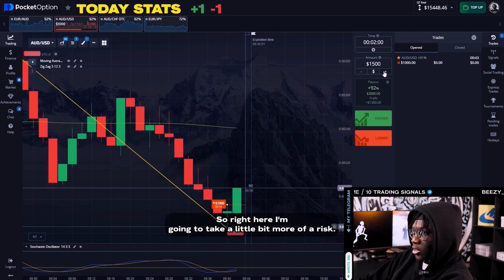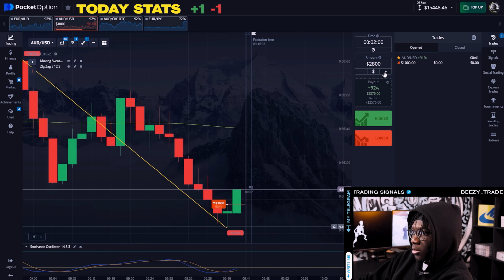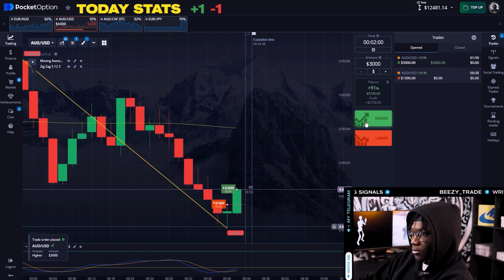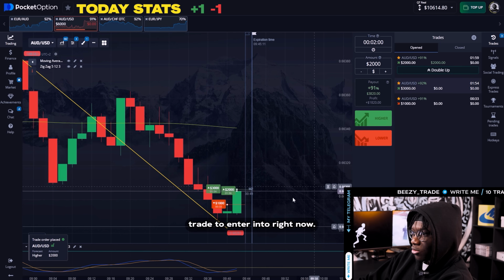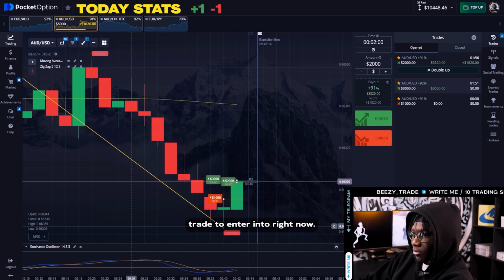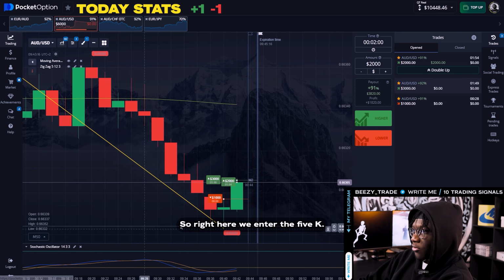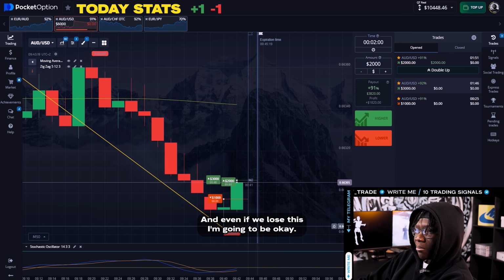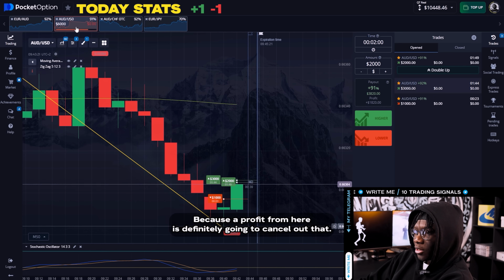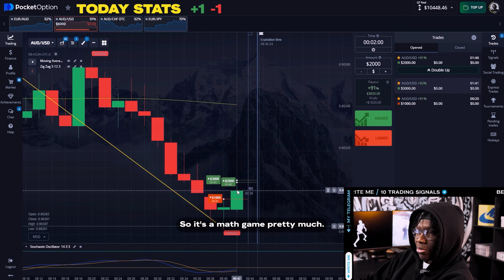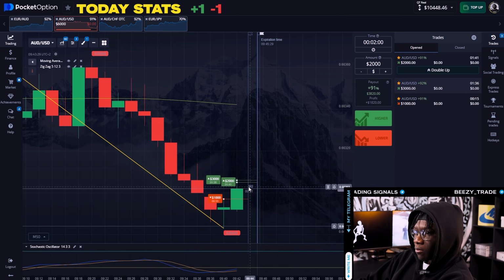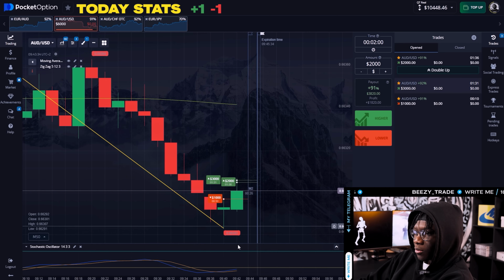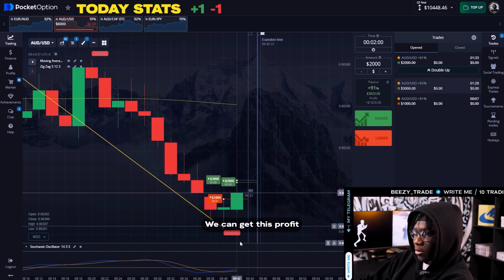So right here, I'm going to take a little bit more of a risk, just because I feel like this is the right trade to enter into right now. So right here, we enter 5K. And even if we lose this, I'm going to be okay because the profits from here is definitely going to cancel out that. So it's a math game, pretty much. If we can get this profit, I'm going to be good.